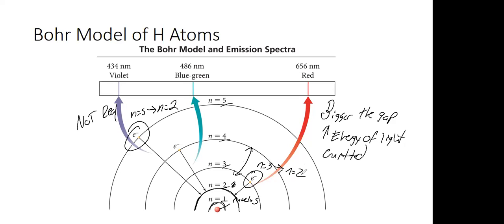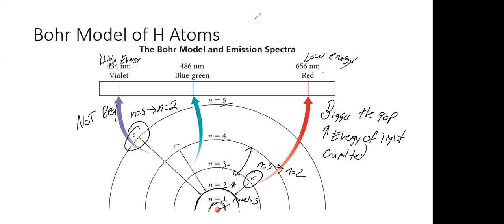That releases lower energy red light. Remember, the lower the wavelength, the higher the energy. So this is high energy light and low energy. So this model kind of explains why we get different colors of light.